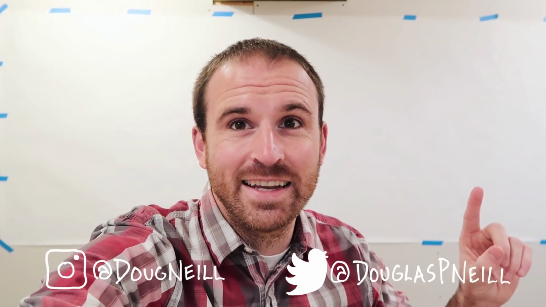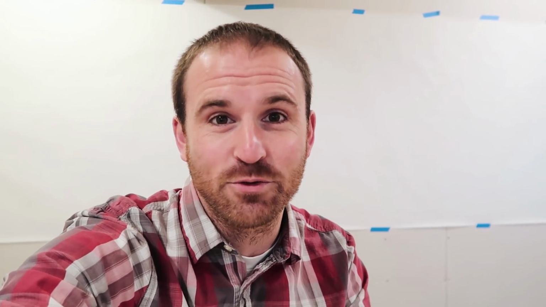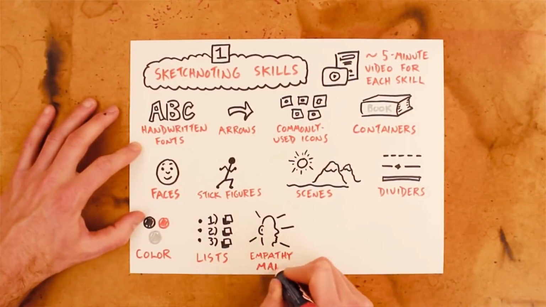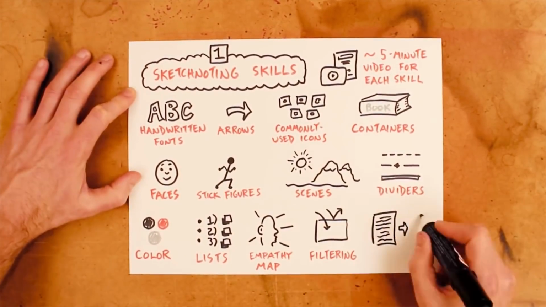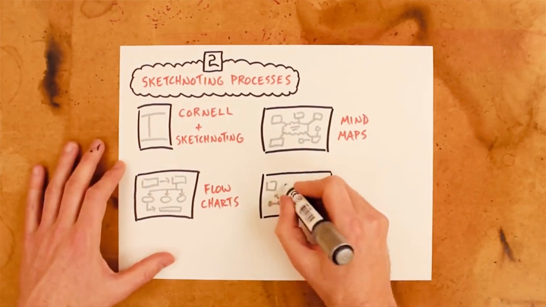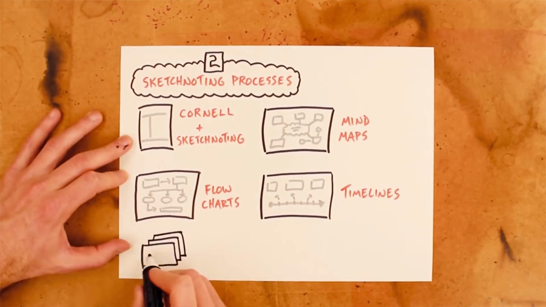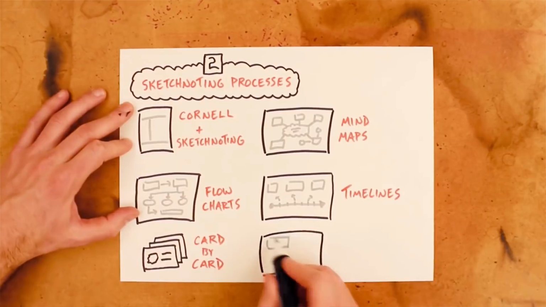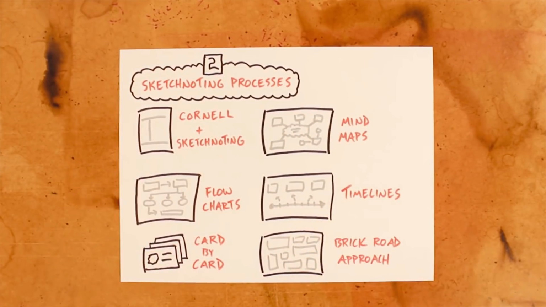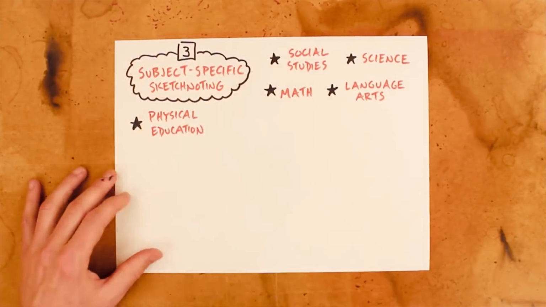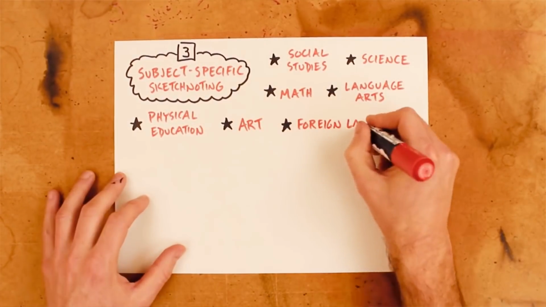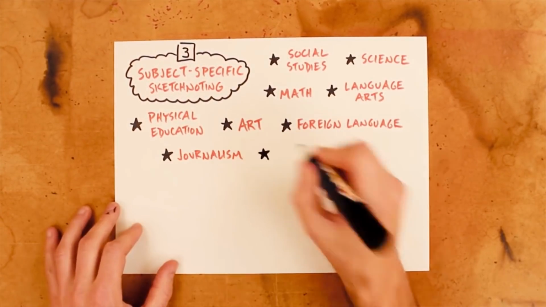I'm going to be filling this big old paper behind me with ideas for the next section of sketchnoting in the classroom that I'm working on right now. Section 1 was all about individual sketchnoting skills, teaching those specific skills. Section number 2 was all about different sketchnoting processes, how to combine the individual skills and use them in different ways. And this third section here is all about how to use sketchnoting within different subjects.